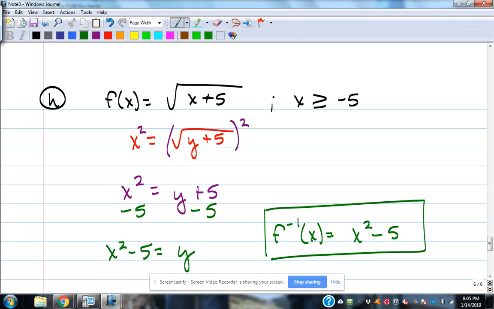Are there any red flags for that one? No. Not a square root in there. No x in the denominator. So we're good. Okay.